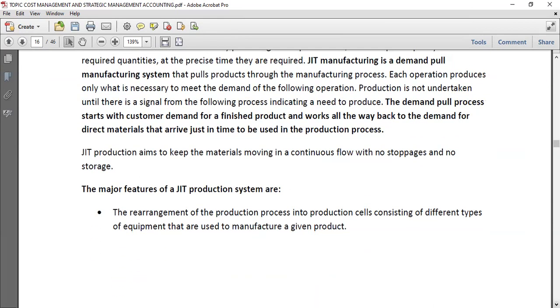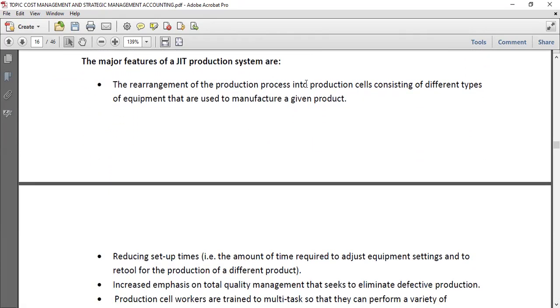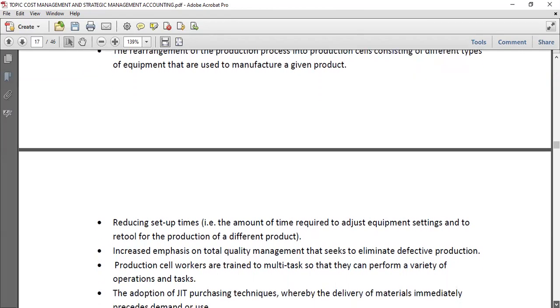So just in time has its own features, as you can see. The rearrangement of the production process. Remember, just in time is a component of business process reengineering. It could be a rearrangement of the production process into production cells, consisting of the different types of equipment that may be needed to manufacture given products, with the pull factor. And then reducing set times, and by set times we mean the amount of time required to adjust equipment settings and retool for production of a given product.